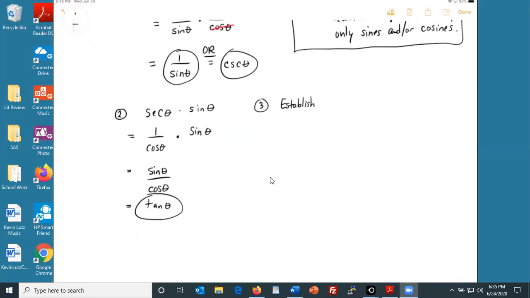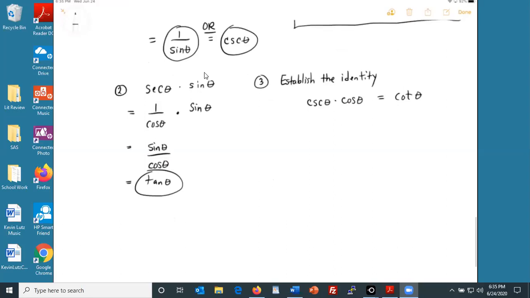And it's worded weirdly. It will be worded like, establish the identity that cosecant of theta times cosine of theta is cotangent of theta. So number 2, if we were to reword the directions here, number 2 was originally simplify. And I didn't give you an answer. We just had to simplify till we got something different.